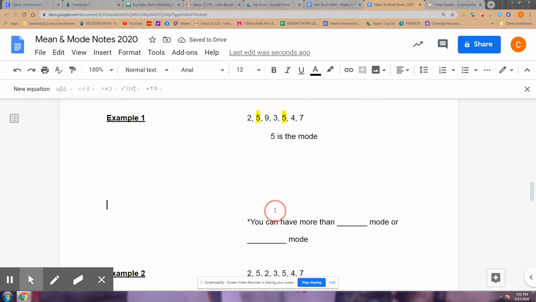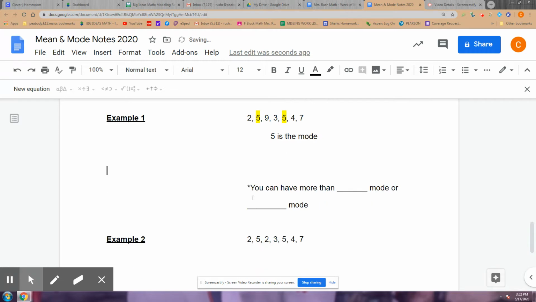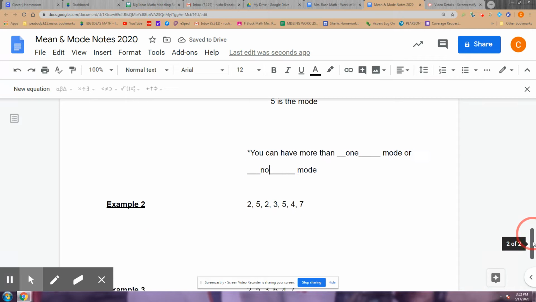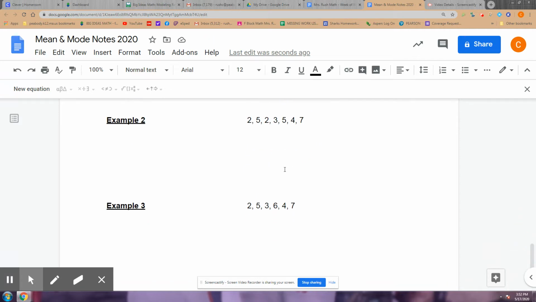Awesome. All right, next. A couple things you need to know. You can have more than one mode, or you can have no mode. Okay, so let's look at these two examples. Let's look at these numbers for example 2. We have 2, 5, 2, 3, 5, 4, 7.